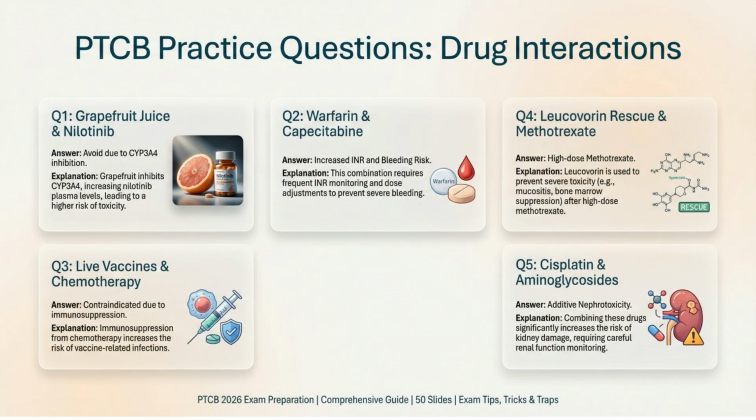Drug interactions are critical. Grapefruit juice inhibits CYP3A4, increasing nilotinib levels. Warfarin and capecitabine increase bleeding risk. Live vaccines are contraindicated with chemotherapy due to immunosuppression. Leucovorin rescue is essential after high-dose methotrexate. Lastly, cisplatin and aminoglycosides have additive nephrotoxicity.